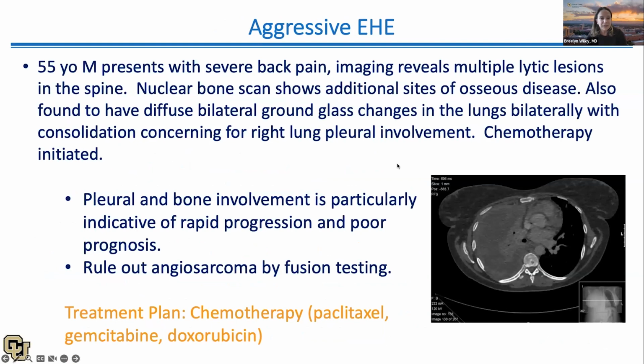All right, next snowflake, the more aggressive picture. This patient of mine, a 55-year-old gentleman, came in with back pain and had multiple bone lesions in the spine and also in other places in the bone, based on a full body bone scan. They also found that he had inflammation in the lungs that was concerning for pleural involvement. So remember, pleural is the lining of the lungs. So as Dr.